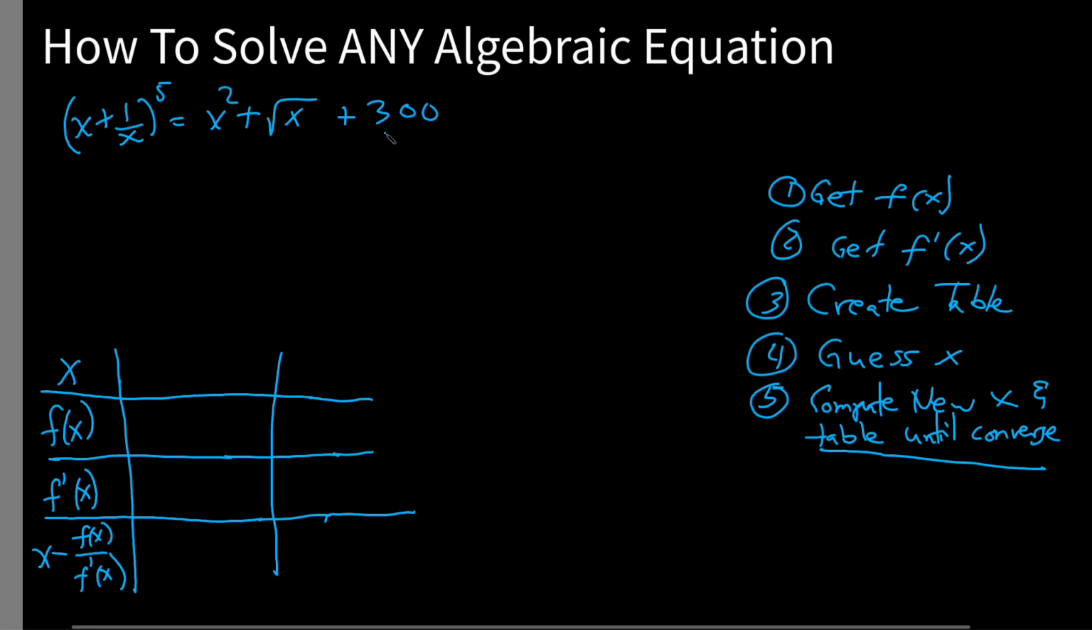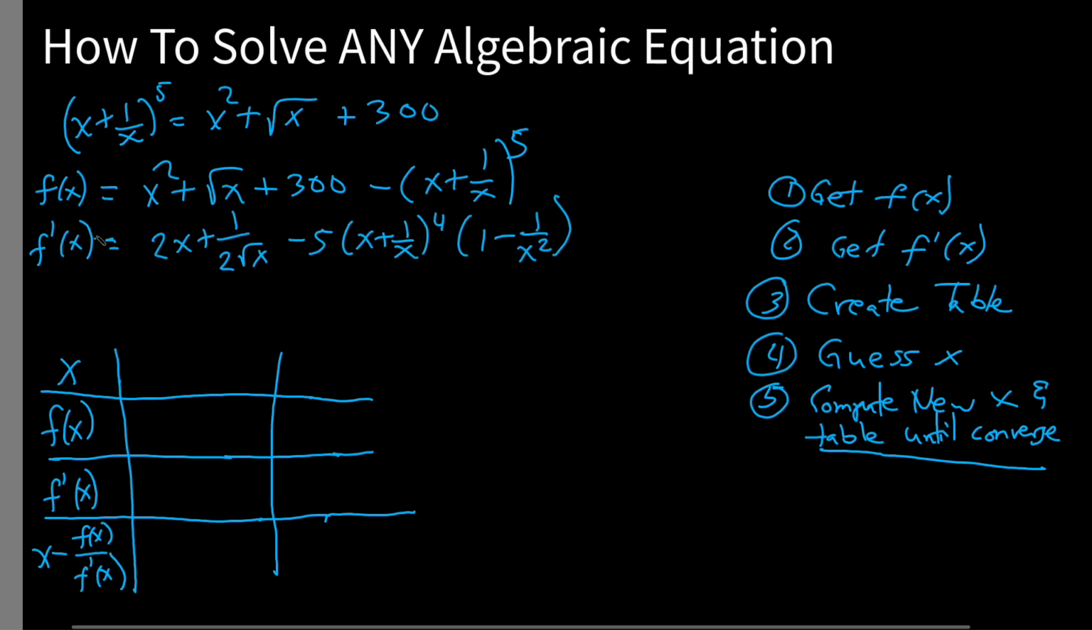So now this is our other example, which you must have also seen in the video thumbnail. And now let's apply the same method and solve for the value of x. So first step is solve for f of x. So here I've computed our f of x. We basically again take this one, move it to the other side and make this 0. So that will be f of x equals x squared plus square root of x plus 300 minus this term. Now let's take the derivative and compute f prime of x.